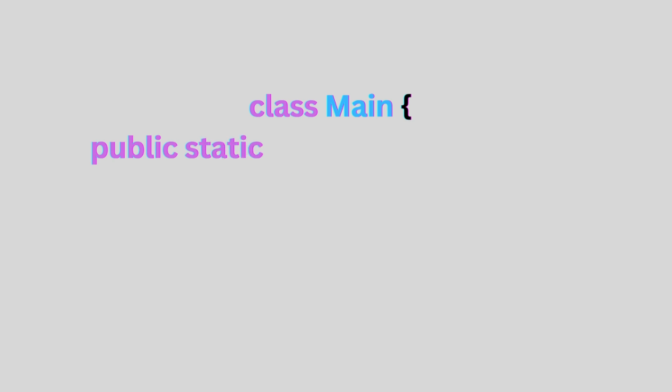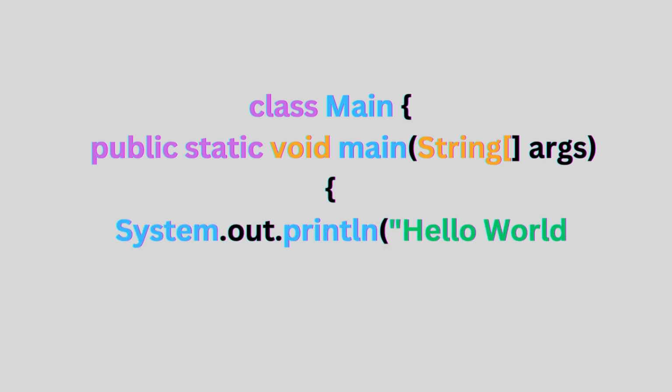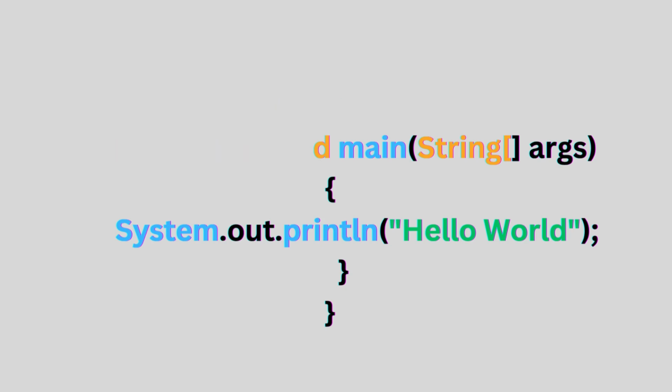Class Main. Inside it, we have the main method. This is where your program starts. The line System.out.println prints text on the screen. This is the basic structure of every Java program you will write.